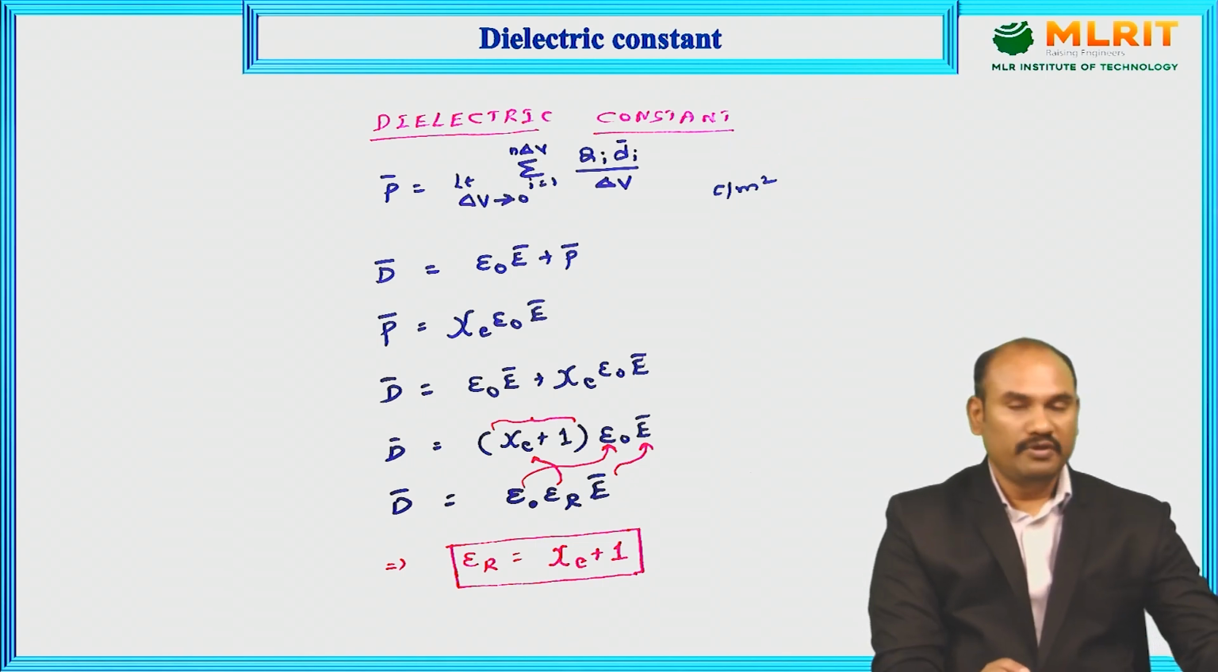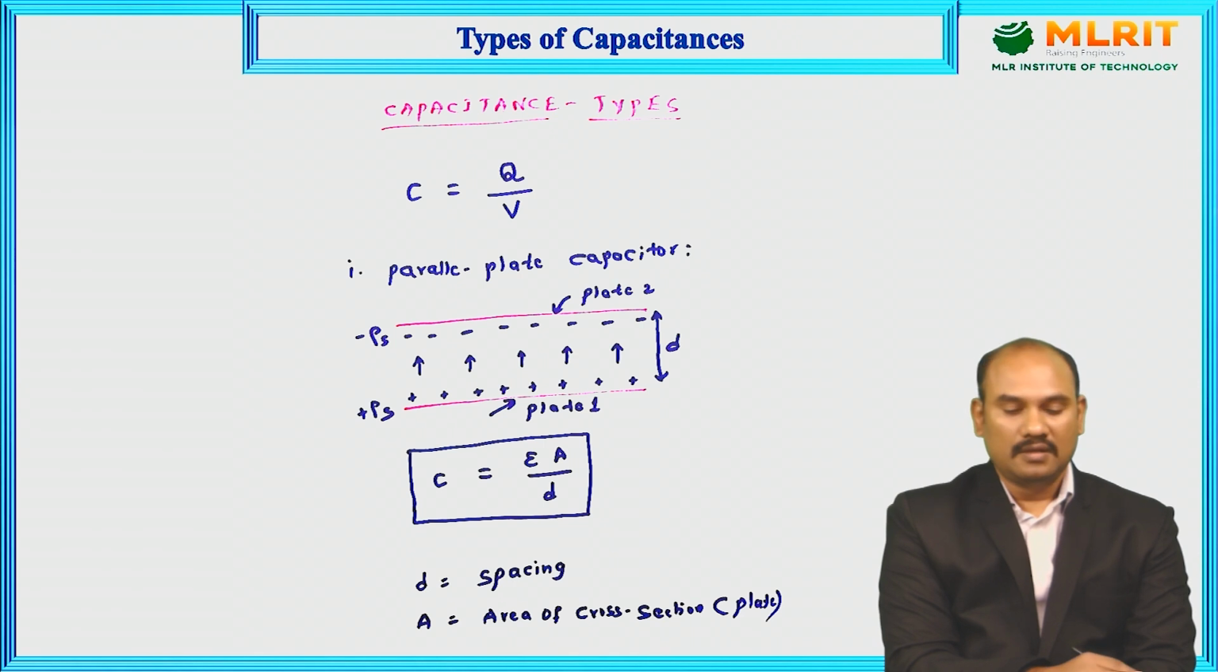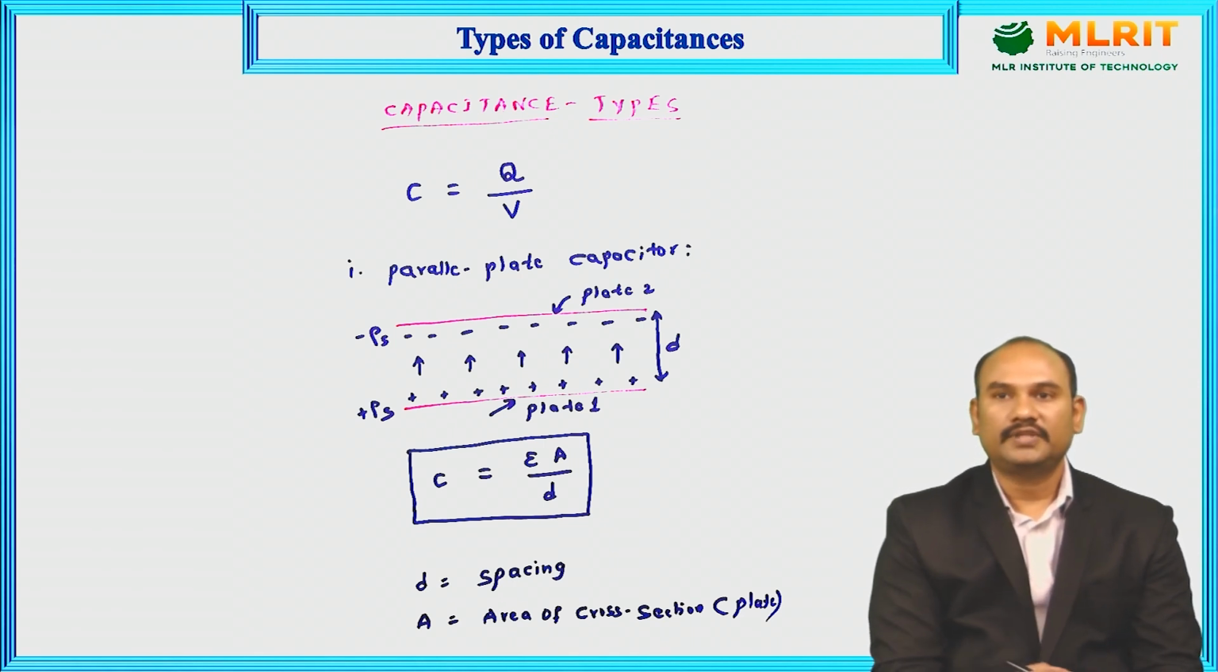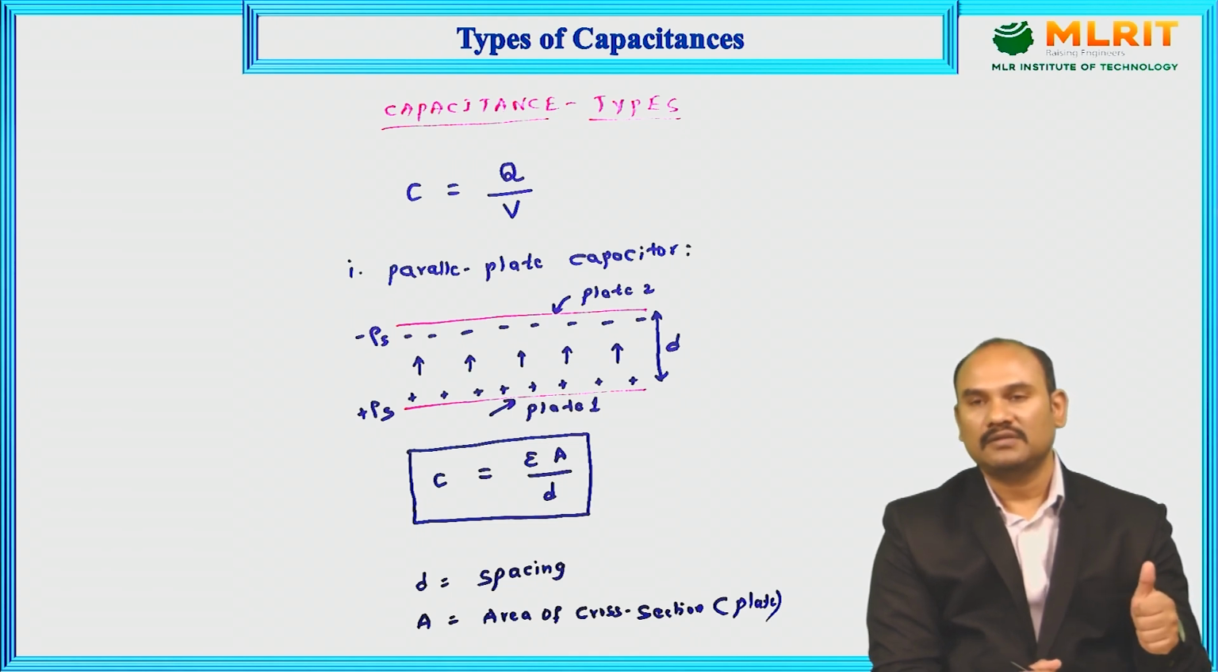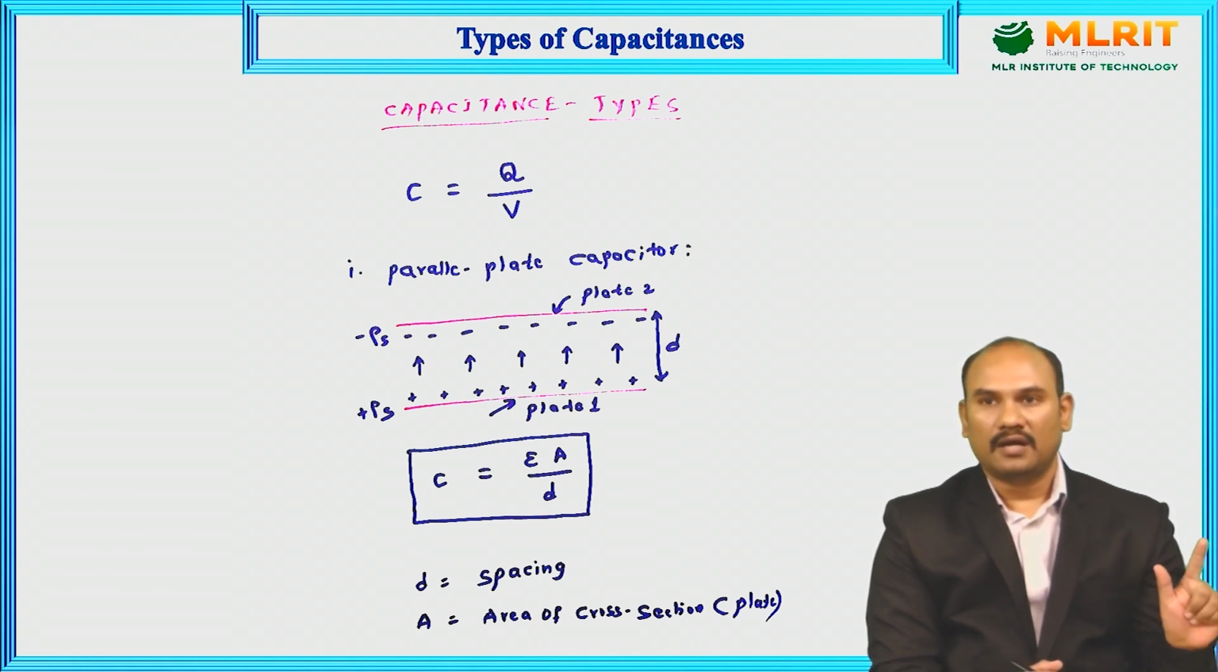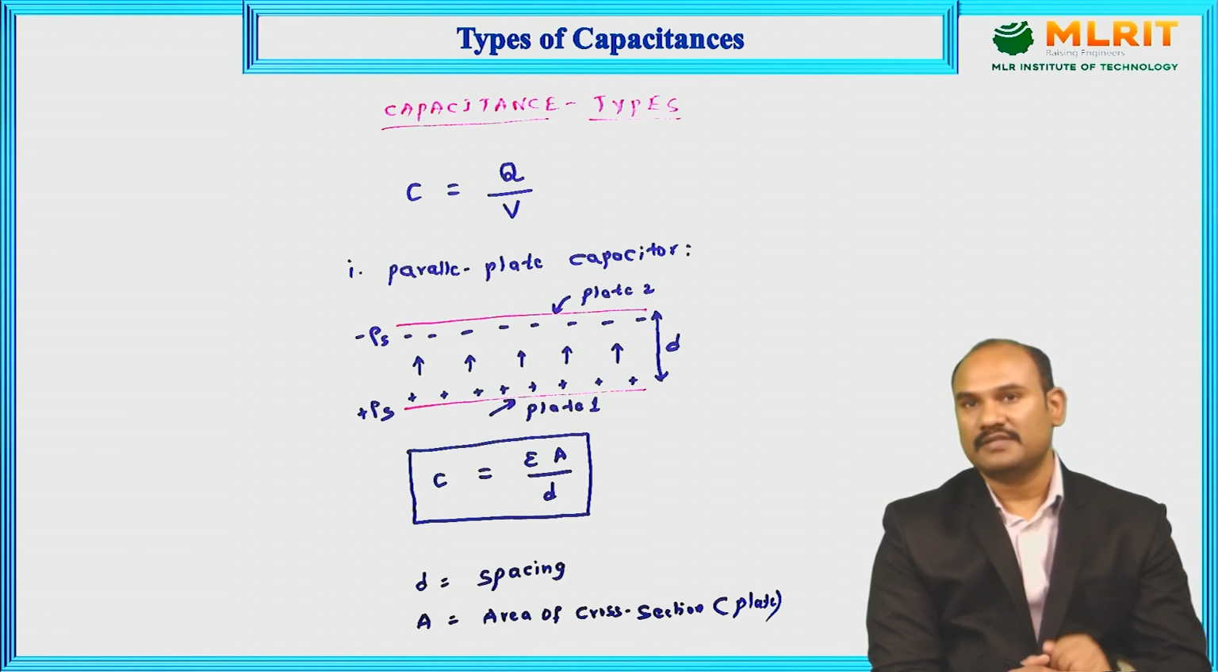Next, we move on to the topic capacitance and the different types of capacitances. Well, you have 3 types of capacitances in your syllabus. Number 1, parallel plate capacitor. Number 2, coaxial capacitor. Number 3, spherical capacitor. 3 types of capacitors you have.